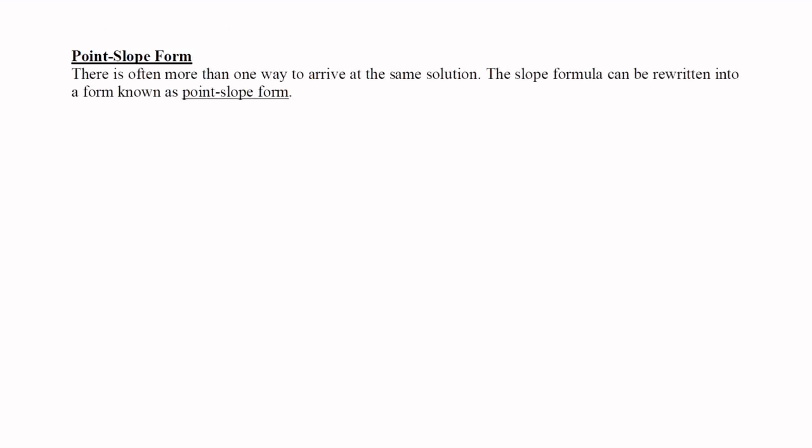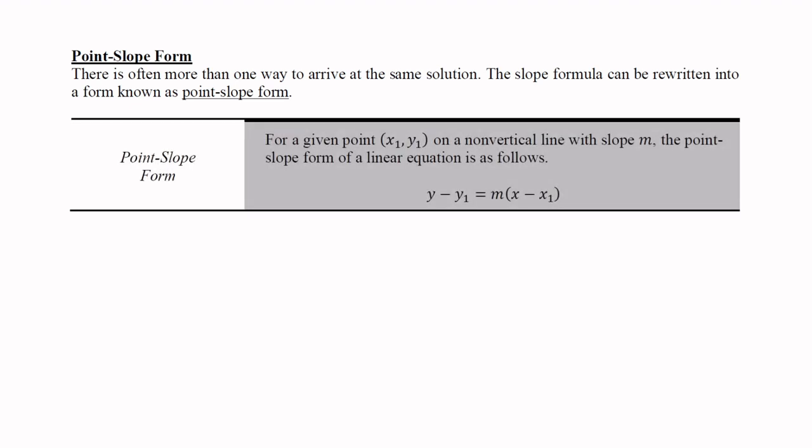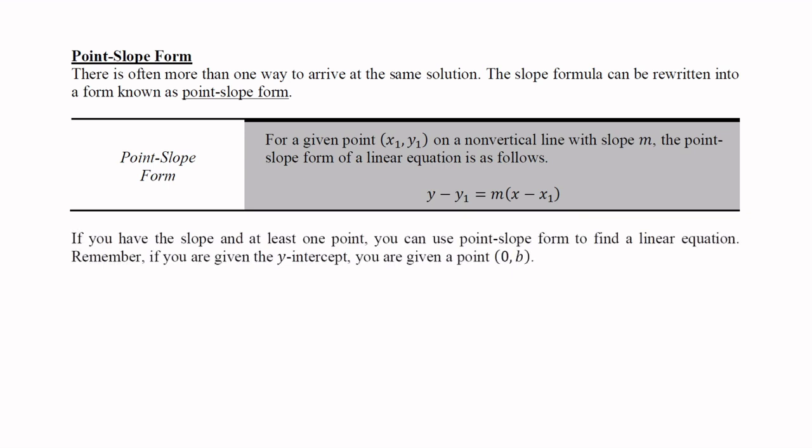There's often more than one way to arrive at the same solution. The slope formula can be rewritten into a form known as point-slope form. For any given point (x1, y1) on a non-vertical line with slope m, the point-slope form of a linear equation is y minus y1 equals m times the quantity x minus x1. If you have the slope and at least one point, you can use point-slope form to find a linear equation. Remember, if you are given the y-intercept, you are given the point (0, b).